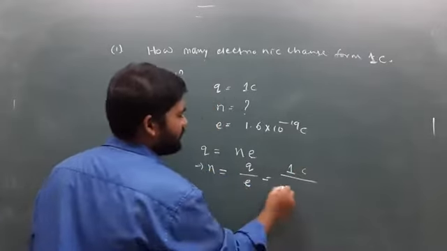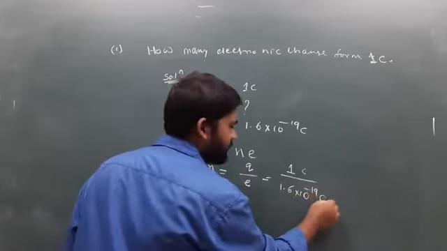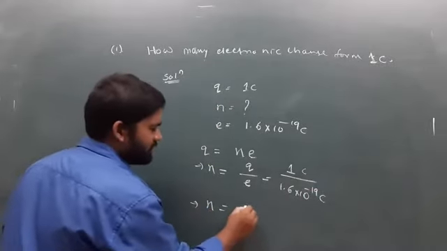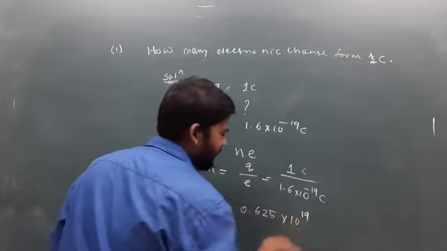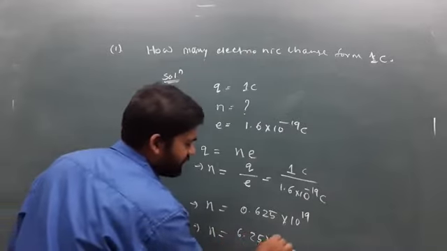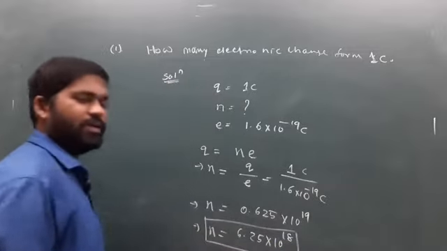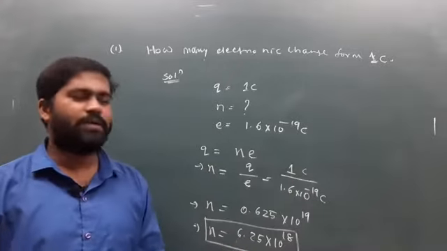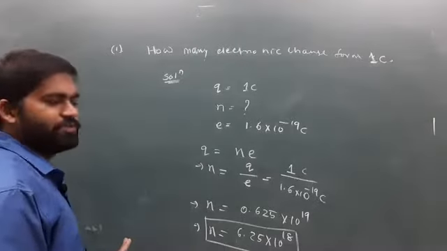So that will be 1 coulomb divided by e, which is 1.6 into 10 to the power minus 19 coulomb. The coulomb cancels. If you calculate 1 by 1.6, it is 0.625 into 10 to the power 19, or n equals 6.25 into 10 to the power 18. That is a number, there is no unit, the coulombs cancel each other. So 6.25 into 10 to the power 18 electrons will constitute 1 coulomb of charge.